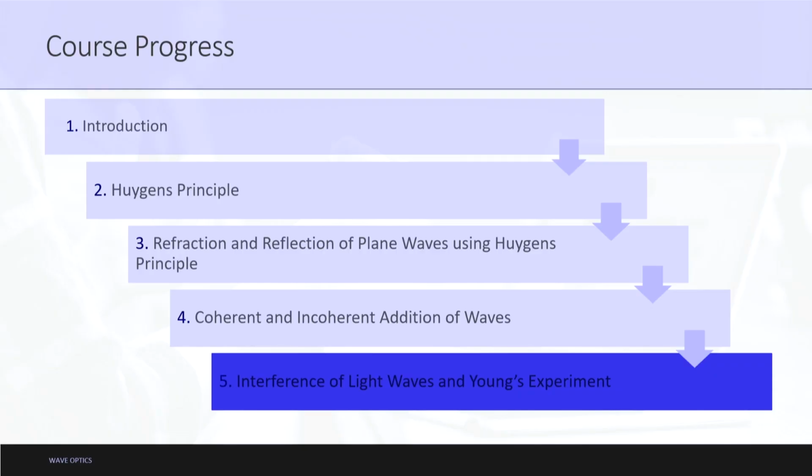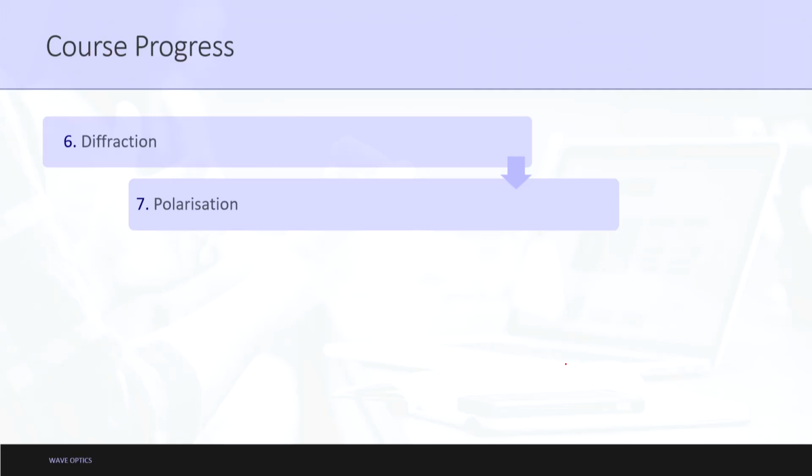For your course progress, we have completed the first introduction part about wave optics, then Huygens principle of wavefront. Third is the proof of the refraction and reflection laws of light using the plane waves concept. Then coherent and incoherent addition of waves, and today we are done with interference of light waves and the Thomas-Young experiment. A little more discussion is required for interference of light waves, which will be done in subsequent slides. After that, we will go to two applications of wave optics, that is diffraction and polarization, and that will be the end of wave optics.